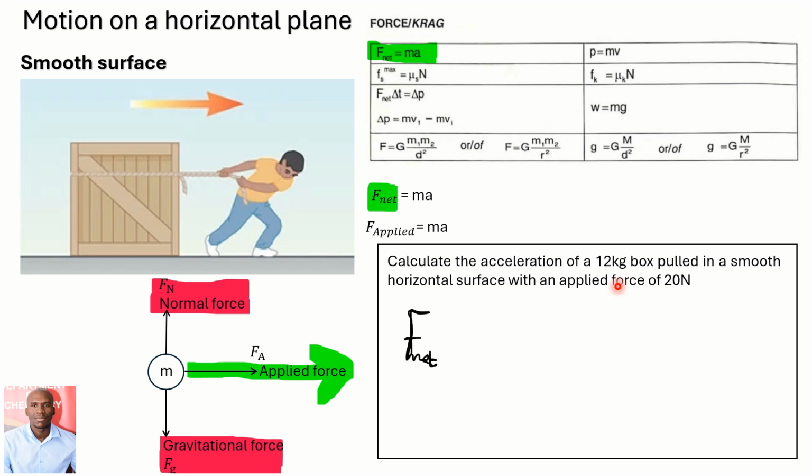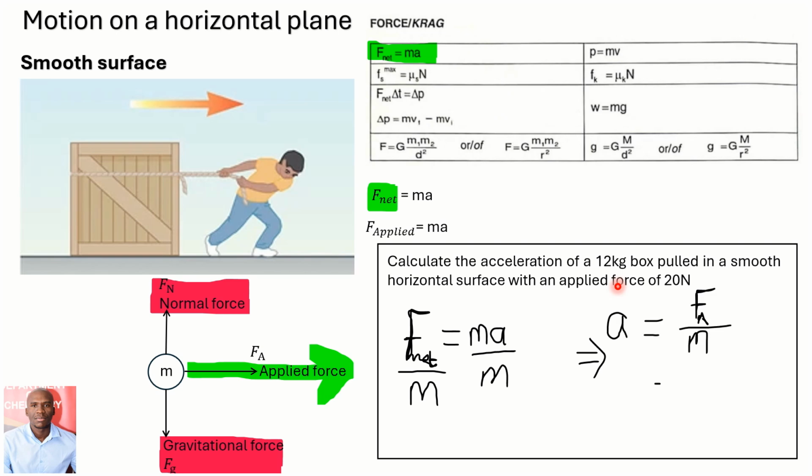So F net is equal to ma. By now we know that. It's just a matter of making a the subject of the formula by dividing by m on both sides. Then this will imply that the acceleration is equal to F over m.